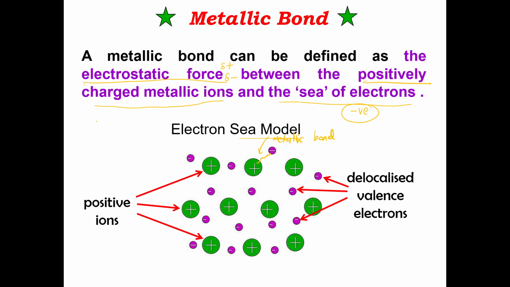So I draw this for the metallic bond. Actually, from the definition, it is the electrostatic force between positive metallic ion and sea of electron. For example, we have sodium metal. Sodium will release one electron, so it becomes Na+. So one electron is released.